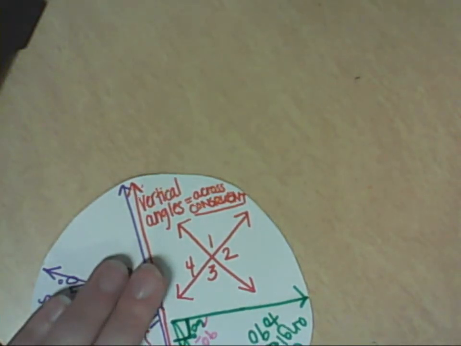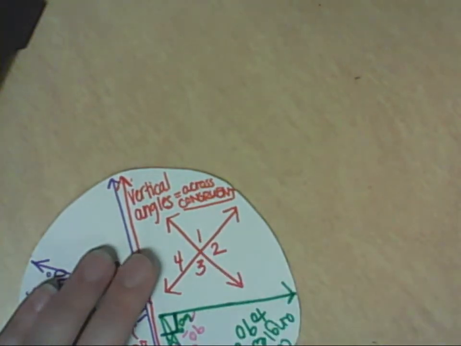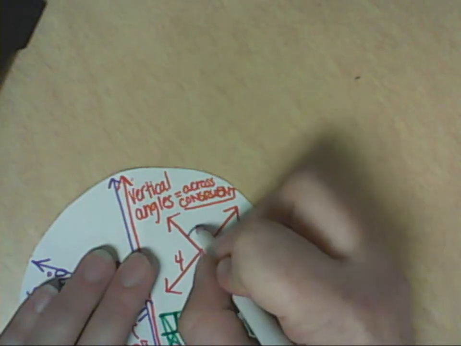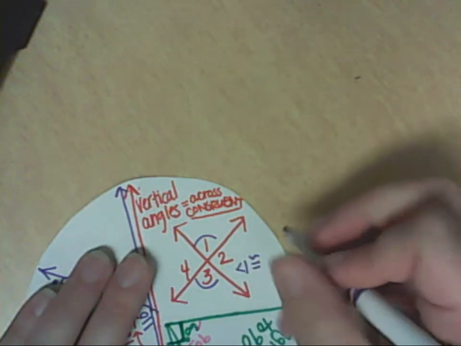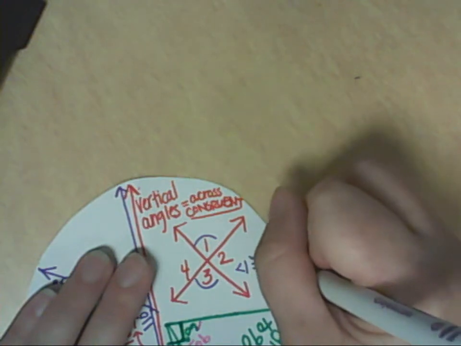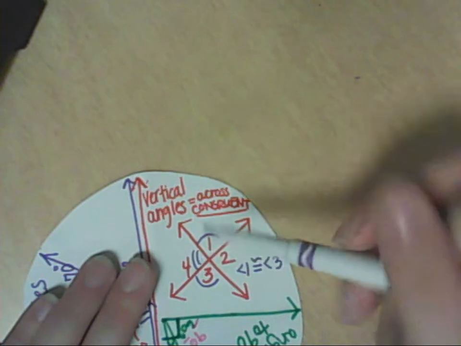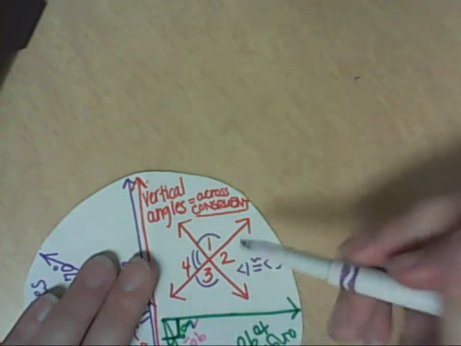And we're going to use the symbols that we've already talked about before. If you look at 1, what is vertically across from 1? 3. You got it. So we could say that angle 1 is congruent. There's my symbol for congruent. Angle 1 is congruent to angle 3. Very good. Now look at 4. Angle 4, what's the vertical angle that corresponds with 4?